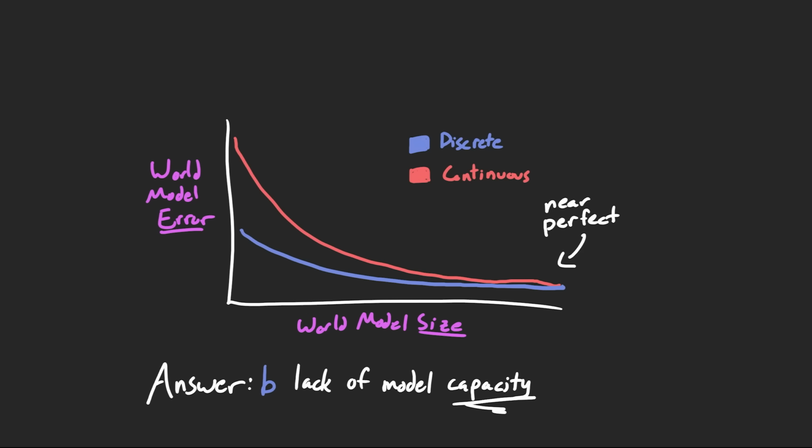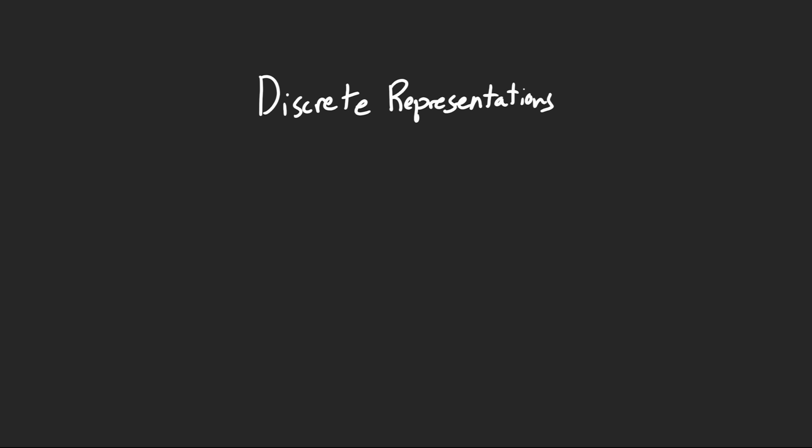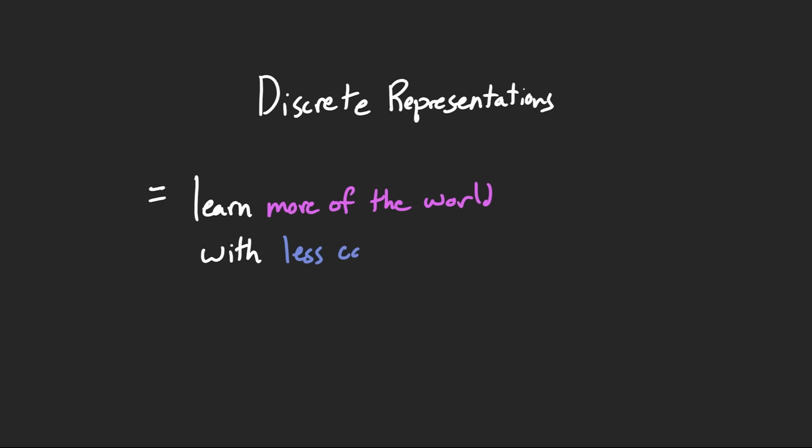And this is still very interesting, because it means that where there is not enough capacity to perfectly model the world, which is nearly every case in the real world or any interesting problem, then the discrete representations do work better. Okay, so we've got some results, but how should we interpret these results? Well, what they tell us is that learning from discrete representations, at least in this problem, allows for learning more of the world with less model capacity.